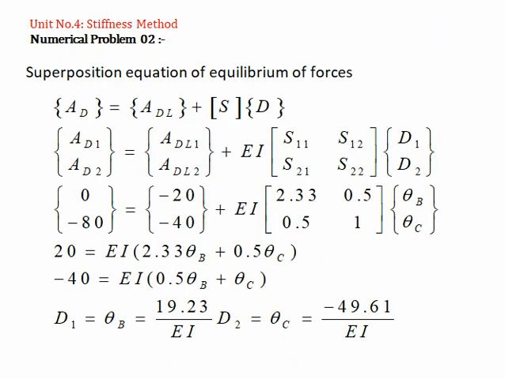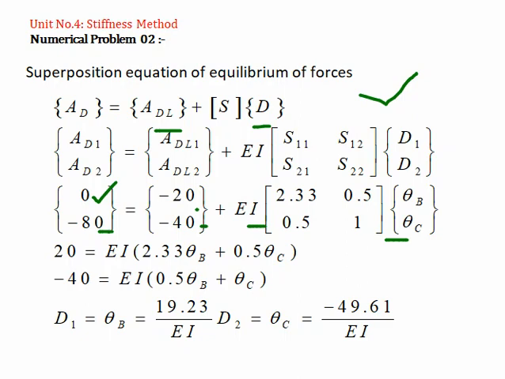Now move toward the second part of our problem. After calculating the coefficients of the stiffness matrix, we have to assemble it. Superposition equation of equilibrium of forces: AD is equal to ADL plus S into D. So AD1 is 0, AD2 is minus 80, ADL1 is minus 20, ADL2 is minus 40, plus the EI matrix values, substituting the coefficients of the matrix, and the unknowns are theta b and theta c. Now simplify this equation.